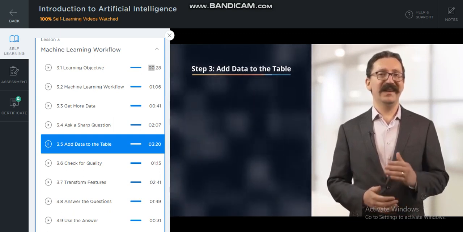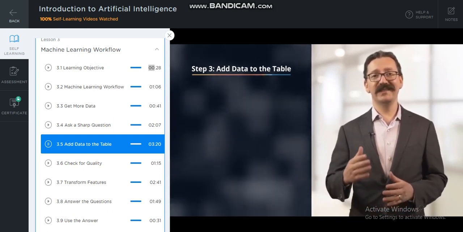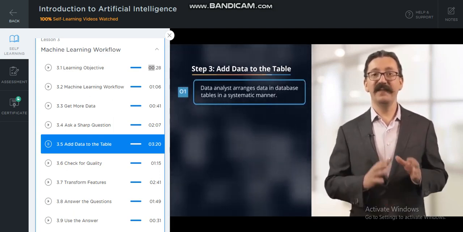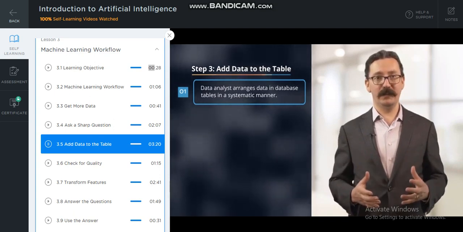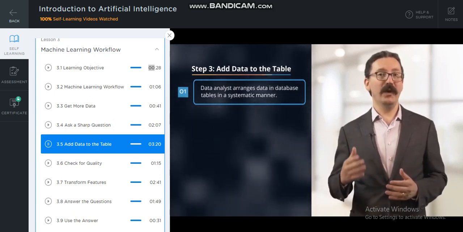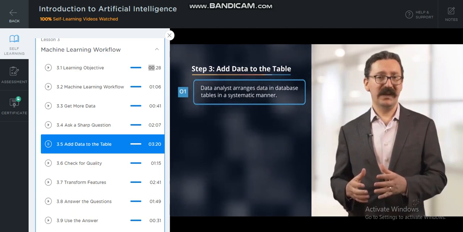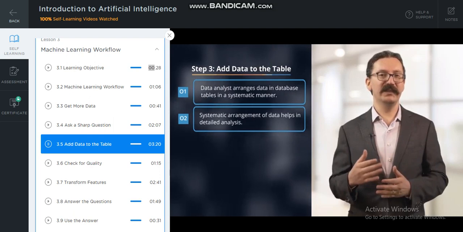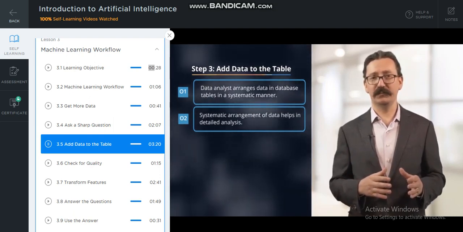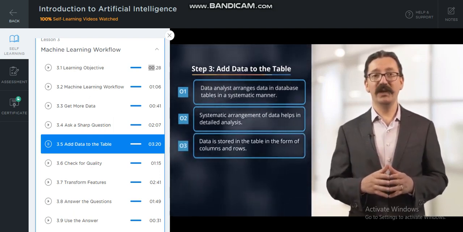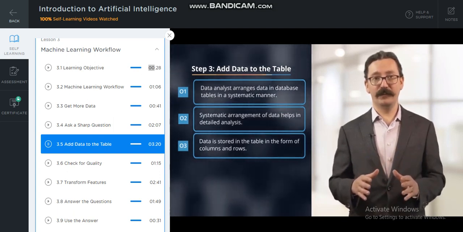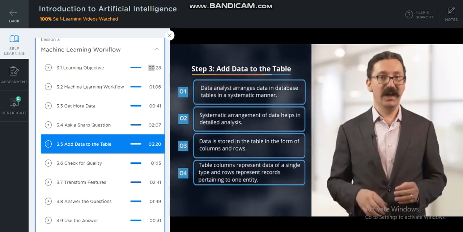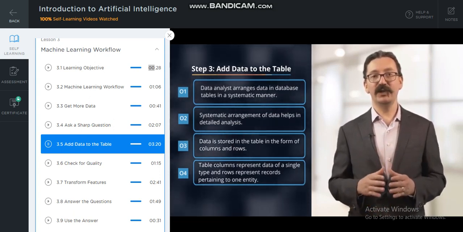Step 3. The next step in the machine learning workflow is organizing the data in the table. The data analyst takes up the raw data and feeds it into the database in a tabular format so that the raw data can be arranged in a systematic manner. The systematic arrangement of data fosters a more detailed and better investigation to find the answer to the question. The tabular data is stored in the form of columns and rows, where each table column represents the data of a single type, and the rows provide related information about the column type.